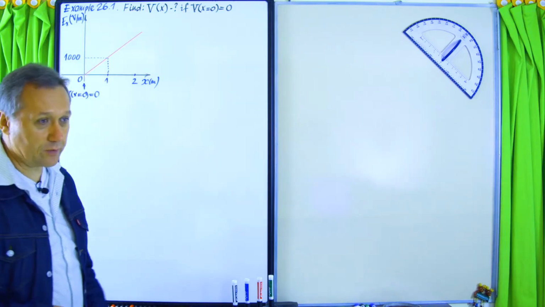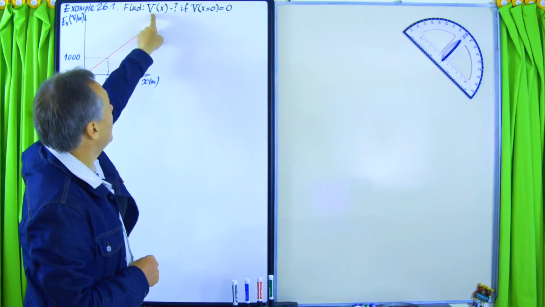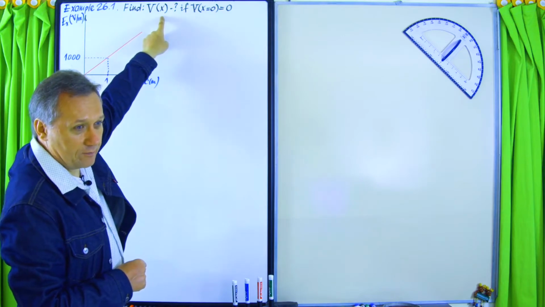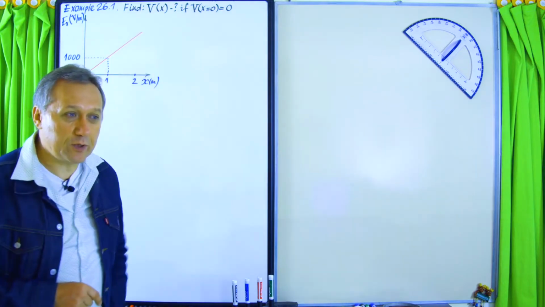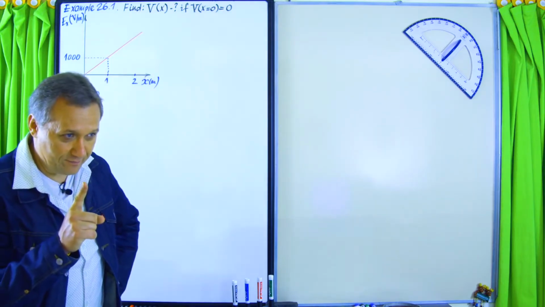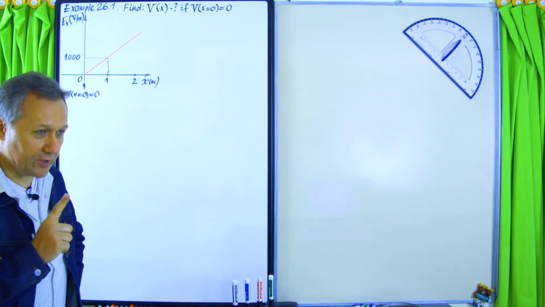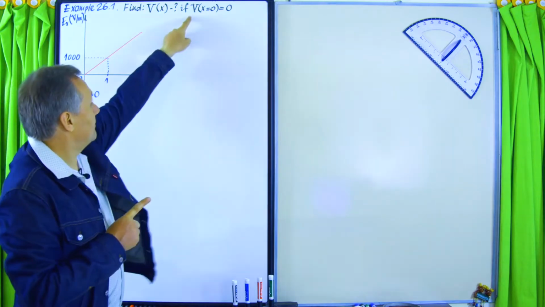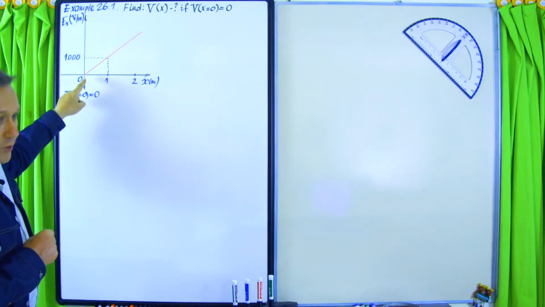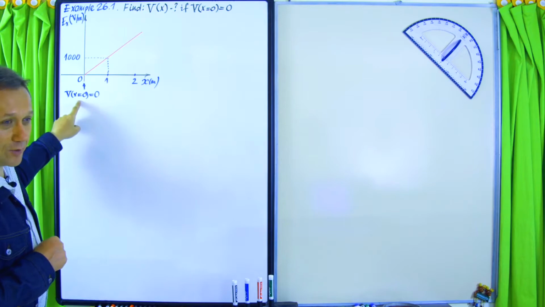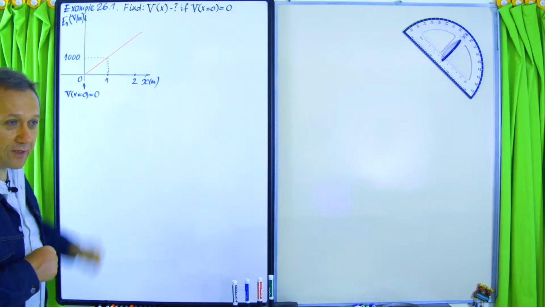That's the situation we have, and we need to find how the electric potential changes with x. So basically, we need to find the function, right? An additional piece of information is given: at the origin, at x equals 0, the value of the electric potential is 0.